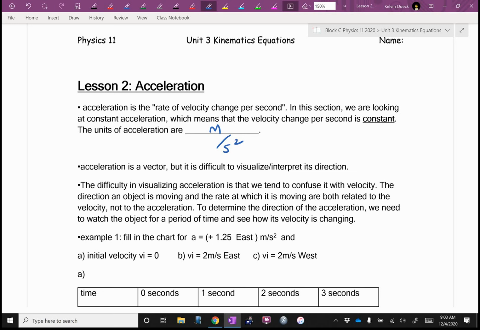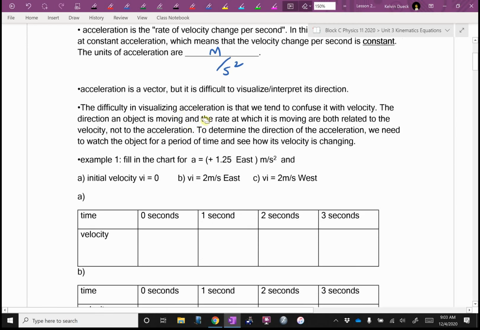It's a bit tricky to visualize its direction, and so we're going to practice this. The difficulty in visualizing acceleration is we tend to confuse it with velocity. The direction that an object is moving and the rate at which it's moving are both related to the velocity, not the acceleration. You can be moving forward and accelerating backward. You'll be slowing down. You can be moving backward and accelerating forward. You'll also be slowing down. You can be moving forward and accelerating forward. You'll be speeding up. But the direction part comes from the velocity, not from the acceleration.